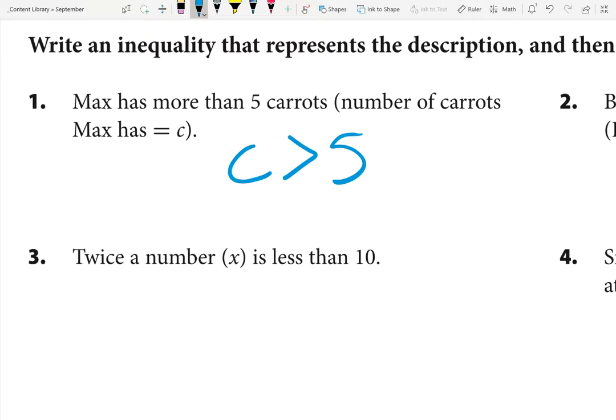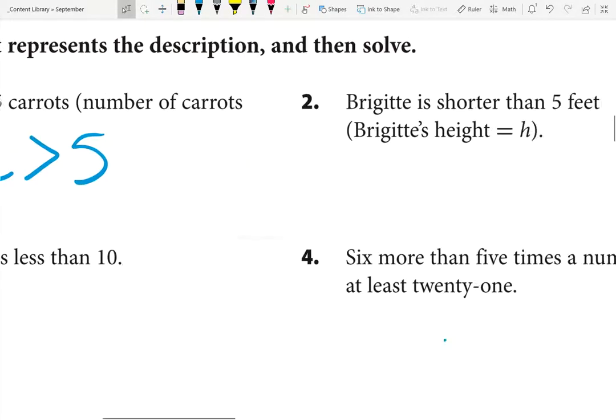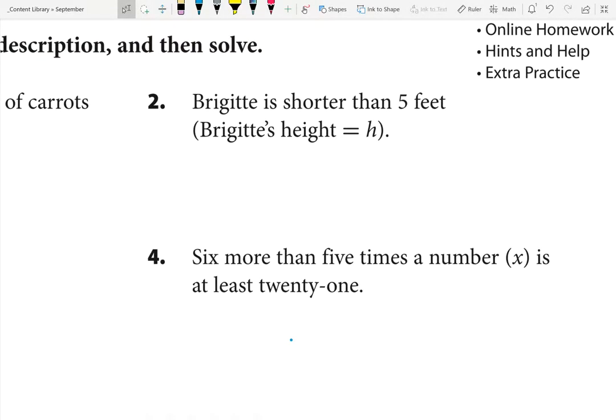Now, if instead of more than, it said at least 5 carrots, then it would include 5 and you'd have greater than or equal to. But it doesn't. It just says more than, so it's just regular more than. Number 2, Bridget is shorter than 5 feet. So H represents Bridget's height, and Bridget's height is shorter than 5 feet, so it is less than 5 feet.